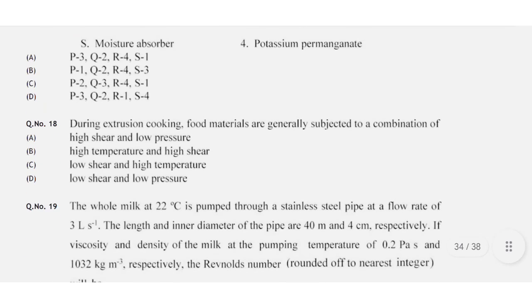Now coming to question number 18: during extrusion cooking, food materials are generally subjected to a combination of, and the right answer for this question is option B. It is high temperature and high shear.